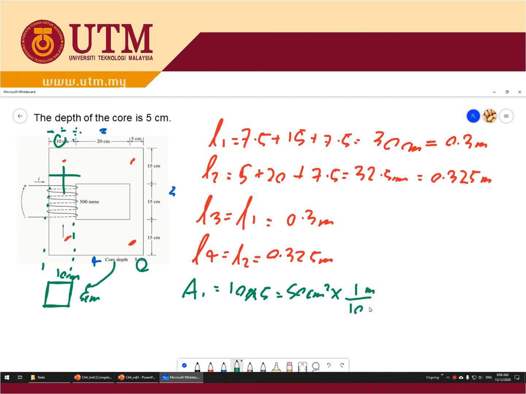Okay, 1 meter divided by 10 cm. Oh sorry, 100 cm. Okay, 100 cm is 1 meter. So don't forget to square because there are squares. Okay, so use your calculator. So you get 0.05 meter squared. Okay, that you get the area 1. So you use the same concept for area 2.